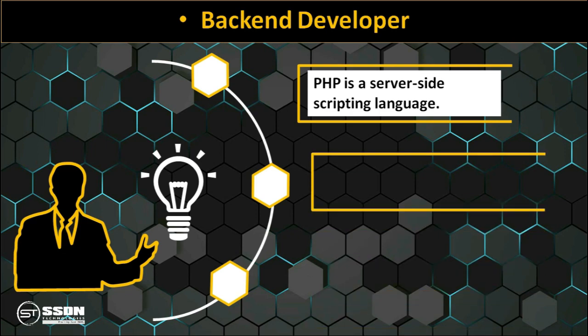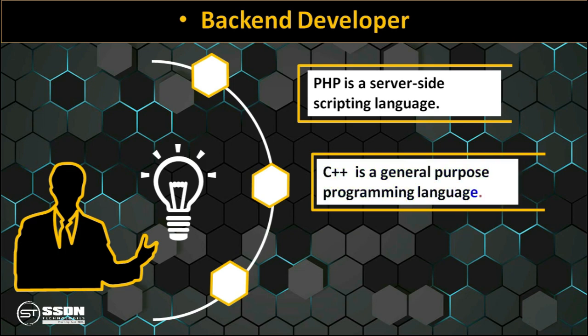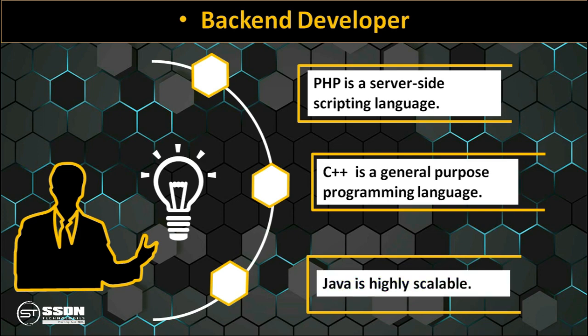Number 2, C++. It is a general-purpose programming language widely used nowadays for competitive programming. It is also used as a backend language. Number 3, Java. It is one of the most popular and widely used programming languages and platforms. It is highly scalable. Java components are easily available in the open market, so backend developers use Java most of the time. You can also use Python and JavaScript for backend development.